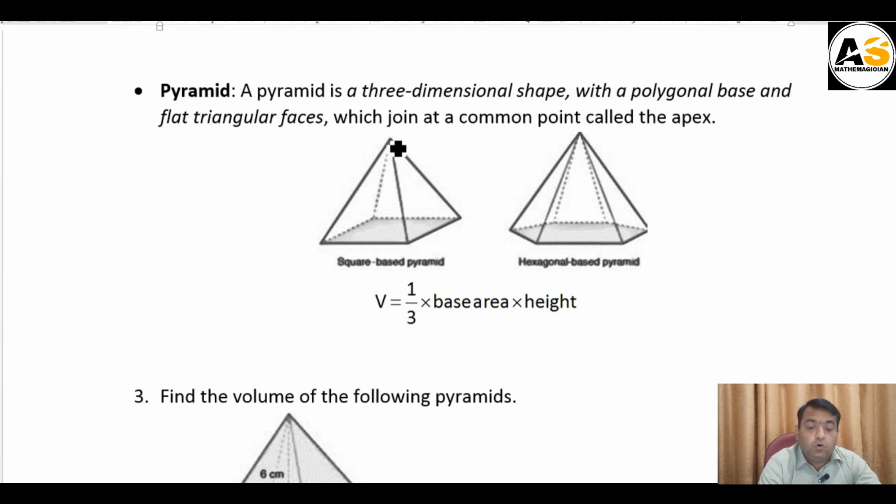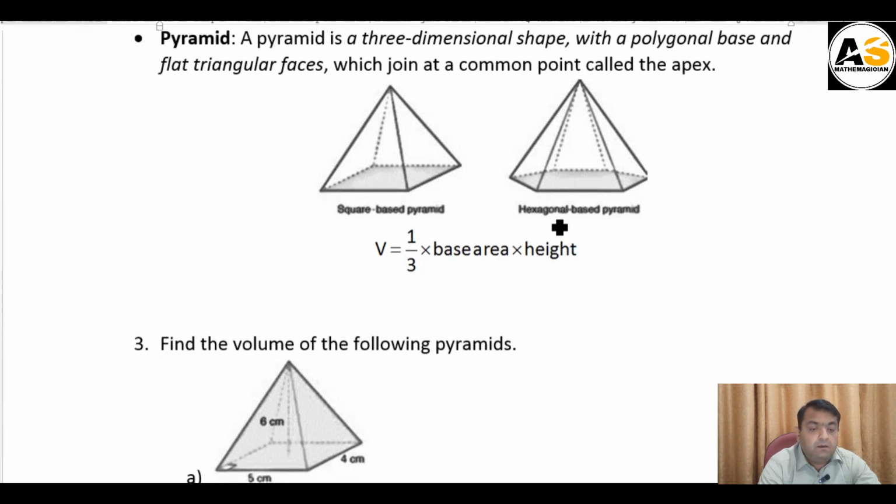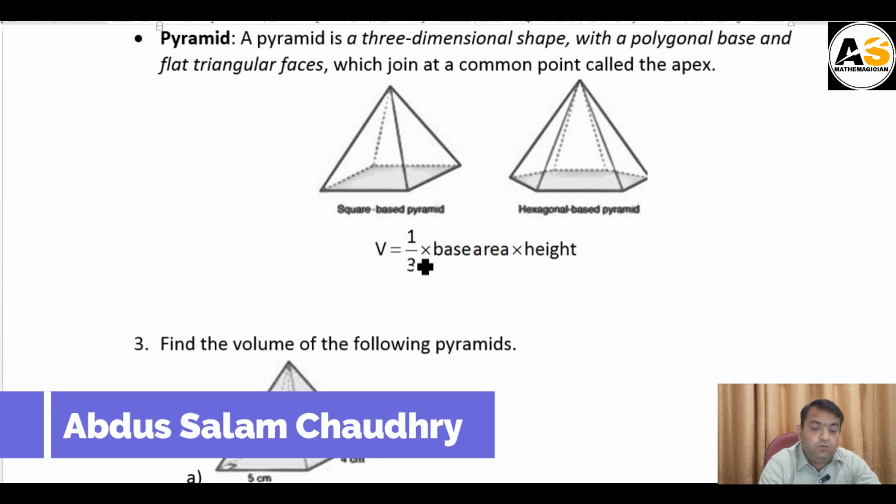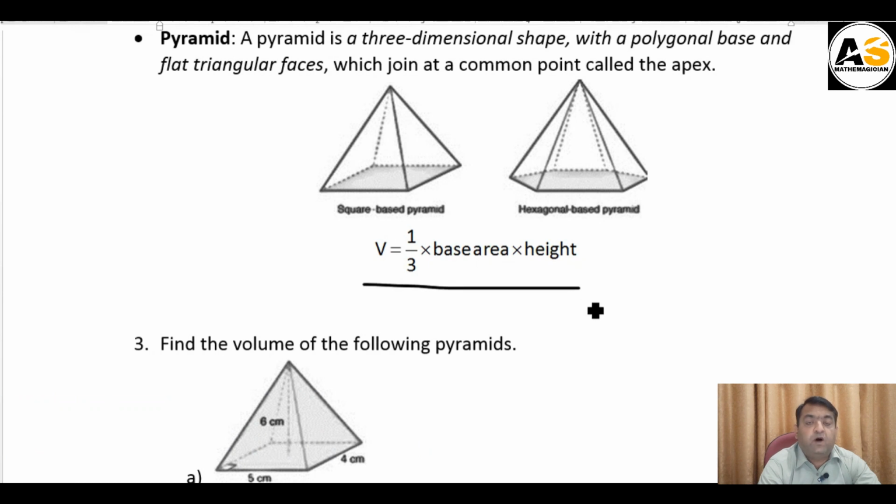So what is volume? Volume of any pyramid is 1 by 3 into base area, this base area multiplied by this height, direct height. The height is the distance of this apex from the base, perpendicular distance, shortest possible distance. This is a hexagonal pyramid. Its base is a hexagon and it has 6 faces, each of which is a triangle, and this is the apex. So what is volume of a pyramid? It is 1 by 3 into base area into height.